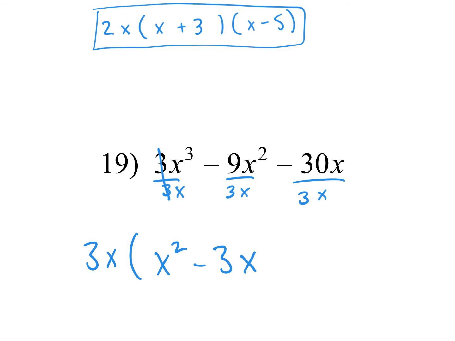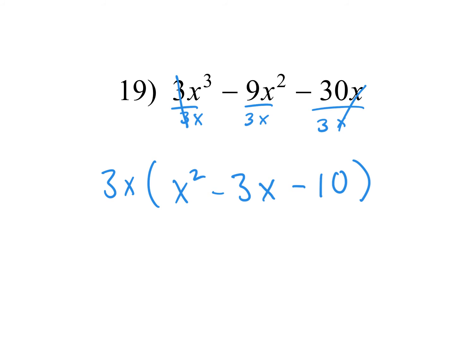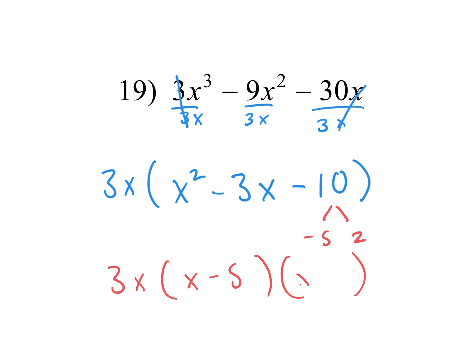And then what's negative 30 divided by 3? Negative 10. And then the x's go away. So what are two factors of negative 10 that add to negative 3? Negative 5 and 2. Perfect. So 3x stays on the outside. What goes inside the parentheses? X minus 5 and x plus 2.